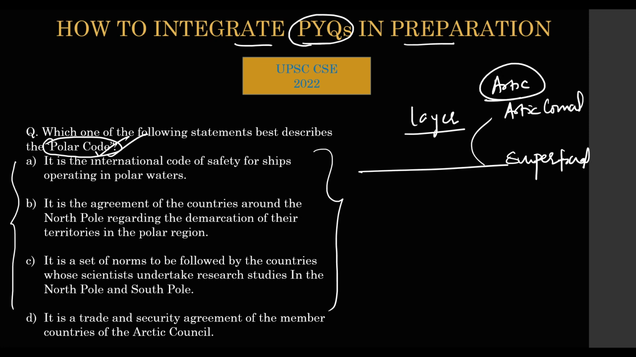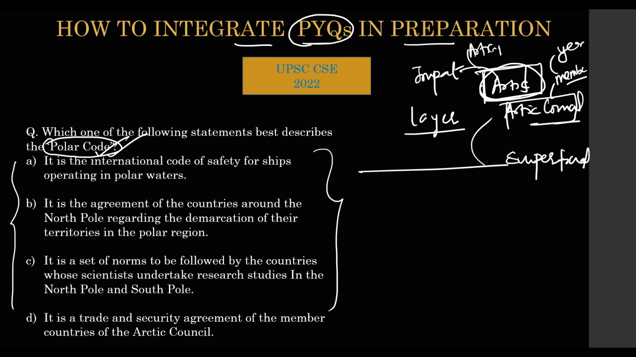So what questions can come on the Arctic region or the Arctic Council? Since it's an organization-based question, they can ask about membership, they can ask the year of formation, they can ask whether India is a member or not. Maximum they can ask this. As far as the Arctic region is concerned, they can ask what the impact of global warming is, or they can ask what Arctic amplification is.